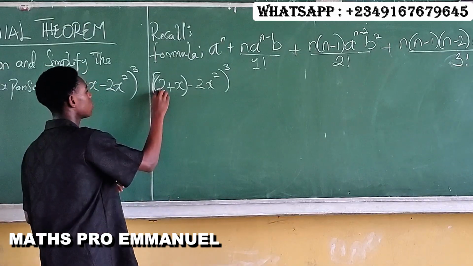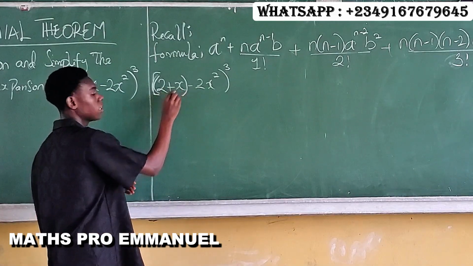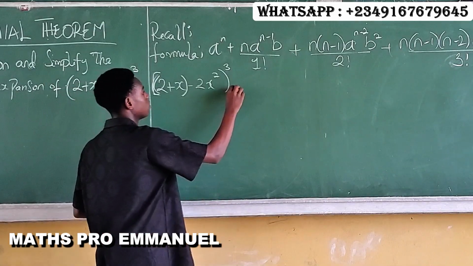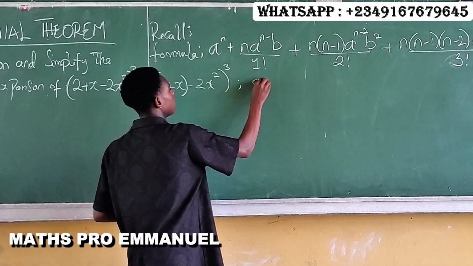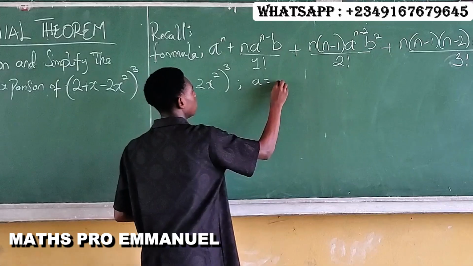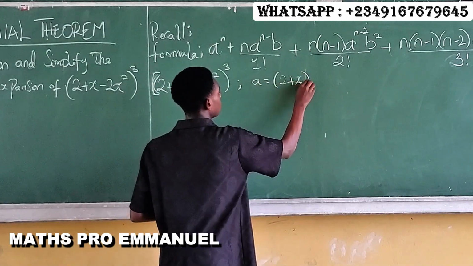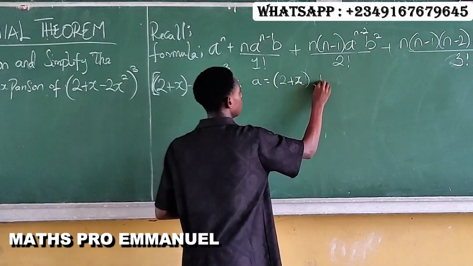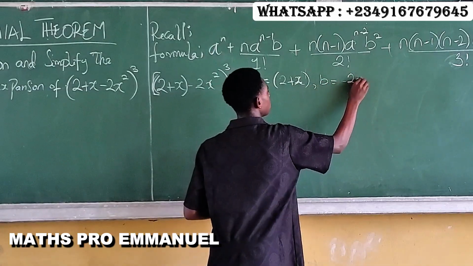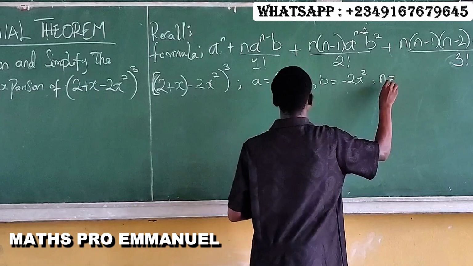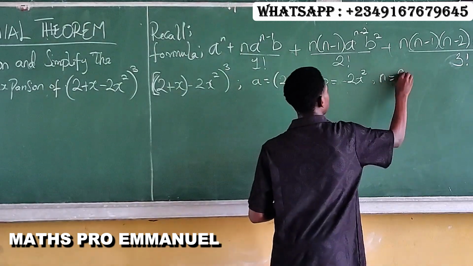So a is 2 + x, and then b is what? Minus 2x squared. Let me write it out here: a is 2 + x, b is -2x², and n is 3.